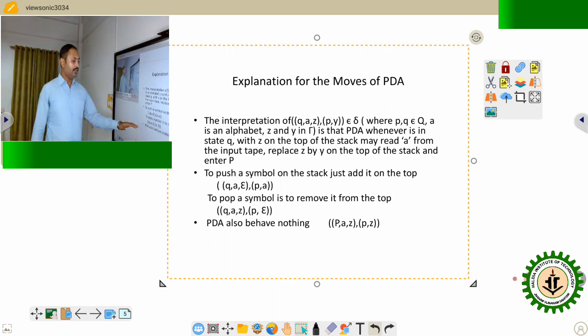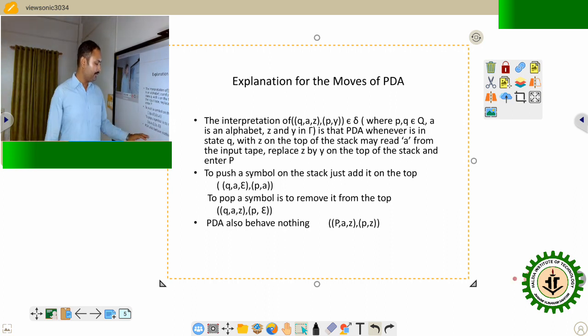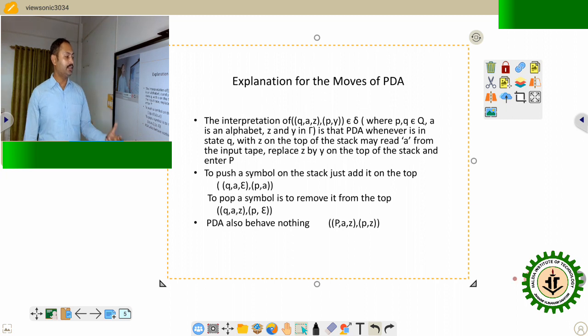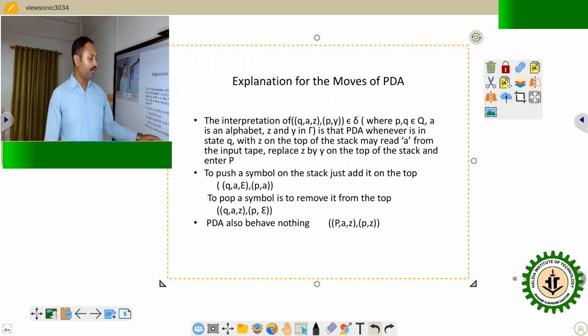And the last movement is very much important. PDA can do nothing. How? See, this is our current state, this is inputted symbol. After accepting an inputted symbol A, it will do nothing. Means Z again remains Z. Z is notation of top of the stack, so Z will remain Z again. So these are the special movements of PDA.